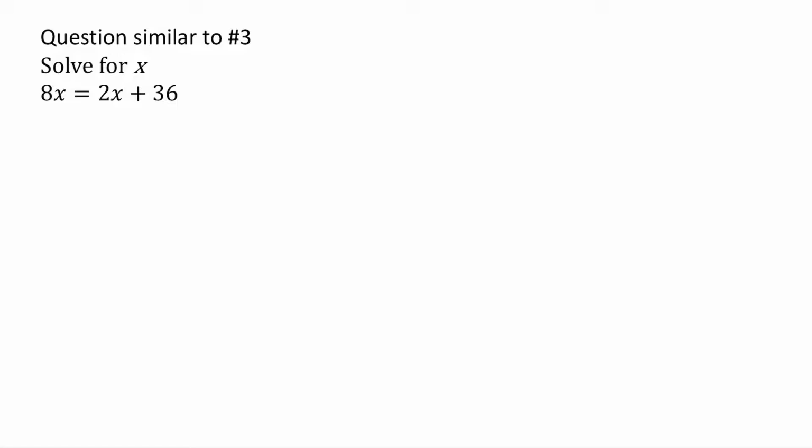So here's a question similar to number 3. It asks us to solve for x, and we have 8x equals 2x plus 36. So I'm just going to write out all our steps. So we don't have anything to distribute, so we can skip that. We don't have like terms to combine, so we can skip that. So let's go ahead and move all our variables to one side.